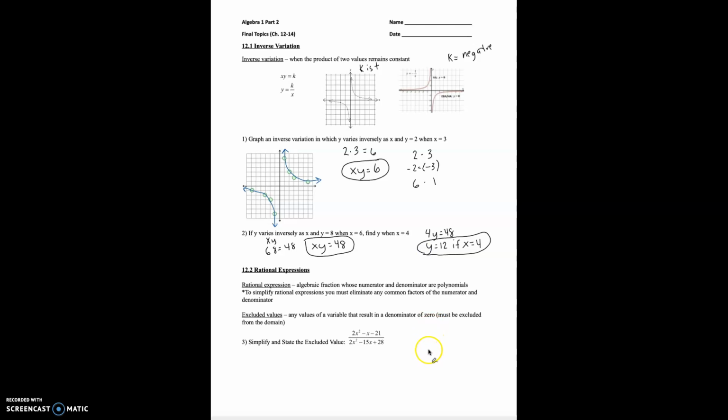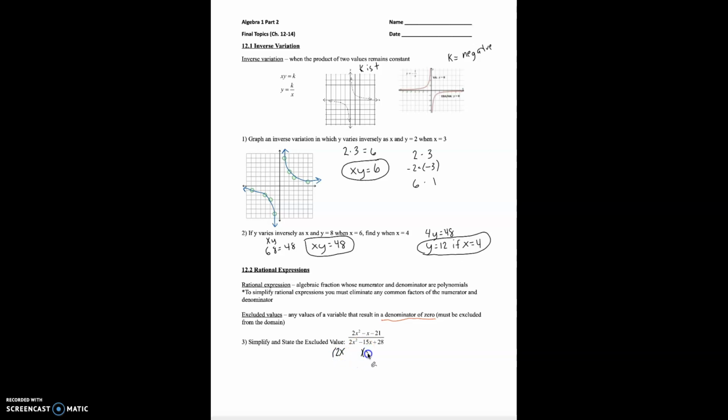So that's inverse variation. Next is section 2, where we have rational expressions. We learn to simplify them, and excluded values. Excluded values is just where the denominator is equal to 0. You must find your excluded values before you simplify. So I'm going to go ahead and factor the denominator. I want to find my excluded values first.